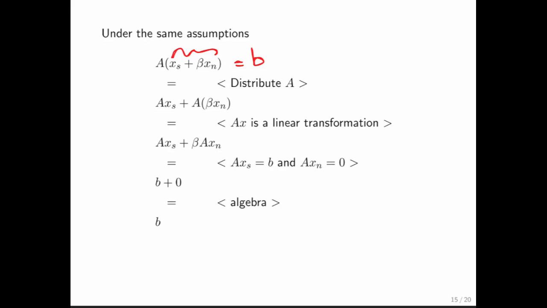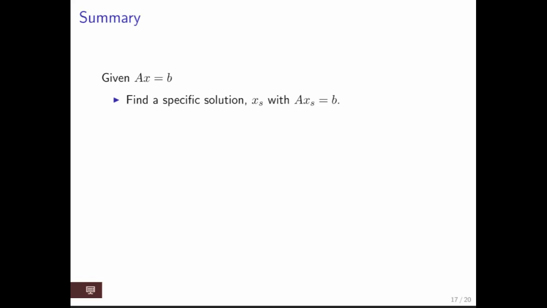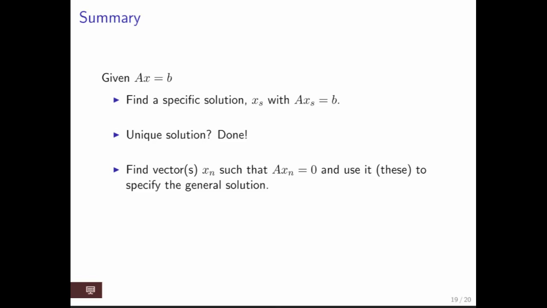As long as you have one non-zero vector that maps to 0, you can always add a multiple of that vector to a solution and generate another solution. There are an infinite number of them. So in summary, the way to find all solutions to Ax = b is to find a specific solution. If it's a unique solution, then you're done. Otherwise, you start finding vectors x_n such that A times x_n is equal to 0. And with that, you can then generate an infinite number of solutions.